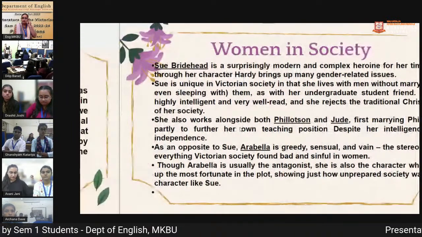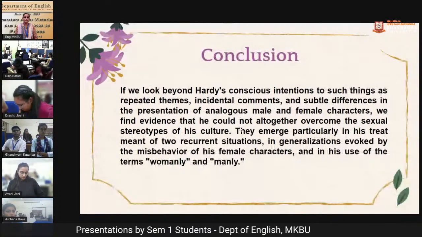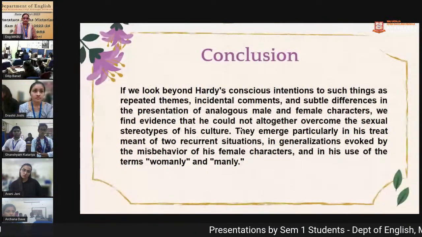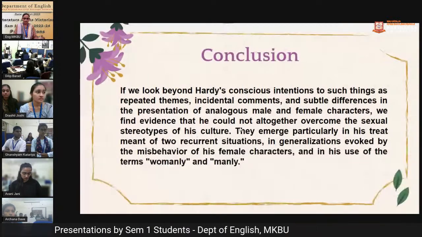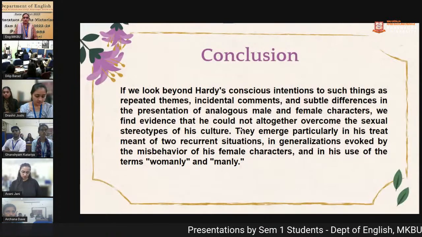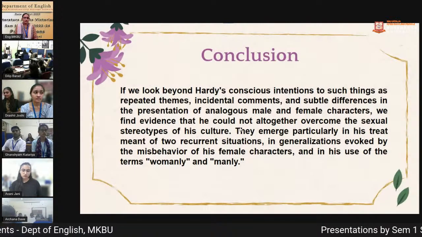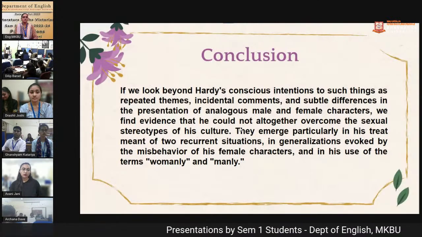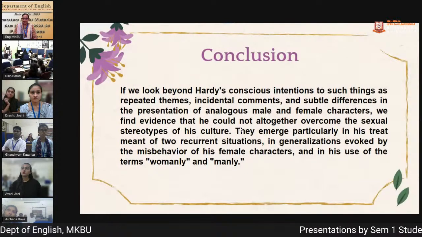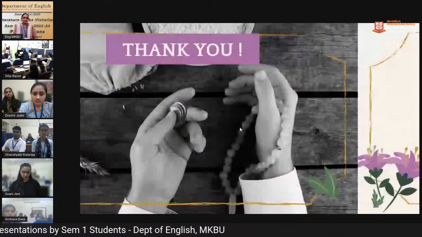Conclusion: this is a cited work, and in this work, the general article, he says that if we look beyond Hardy's conscious intentions to such things as repeated themes, incidental comments, and subtle differences in the presentation of analogies, male and female characters, we find evidence that he could not altogether overcome the sexual stereotypes of his culture. They emerge particularly in his treatment of generalizations evoked by the misbehavior of his female characters, and in his use of the terms womanly and manly. And these are my works cited. Thank you. If you have any questions, you can ask me.